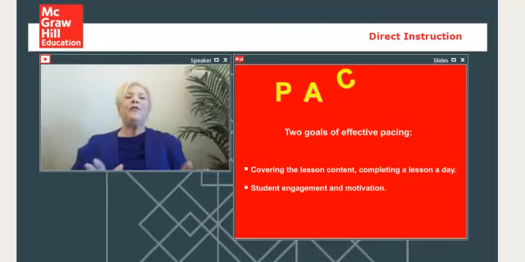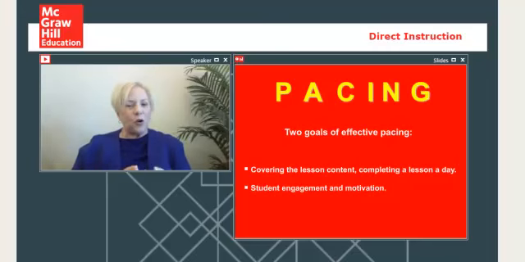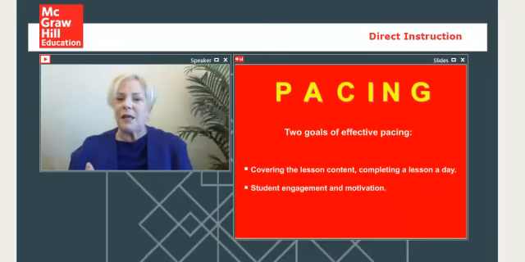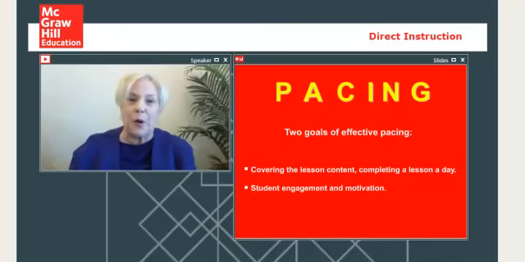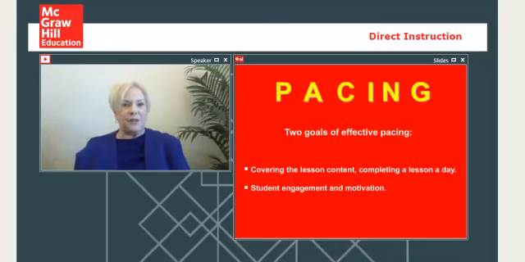Pacing. Everyone thinks pacing is talking really, really fast. No. Two goals of pacing. One, we've got to cover lesson content. We've got to, in most lessons, complete a lesson a day. If we don't cover the content, you're not going to get close enough to your grade level, and you're not going to meet AYP. And in direct instruction, when you work with high-risk learners, you want to be above grade level. You can't be satisfied to be just on grade level. So one of your objectives of pacing is covering the lesson content.